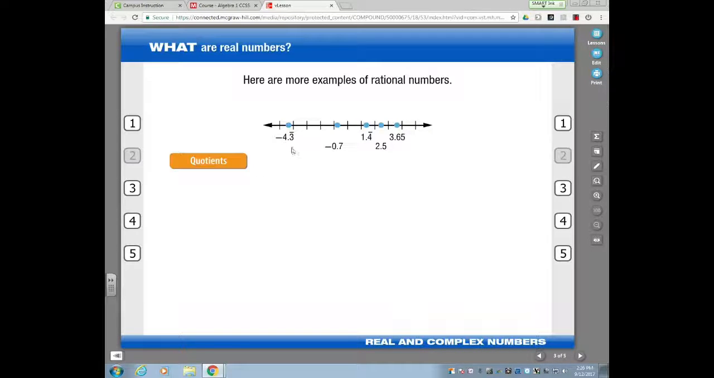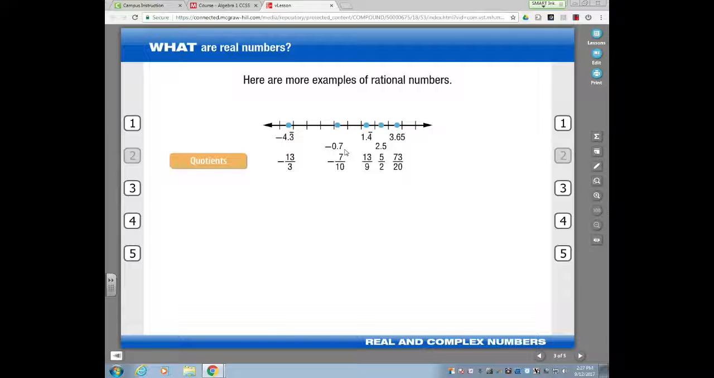I also have decimals, and rational numbers are when we start seeing decimals. Negative 4.3 is between negative 4 and negative 5. Negative 0.7 is between negative 1 and 0, and onward. Even though these have decimals, I can rewrite them as fractions. If I take negative 13 and divide it by 3, I will get this repeating decimal. If I take negative 7 and divide it by 10, that gives me negative 0.7.